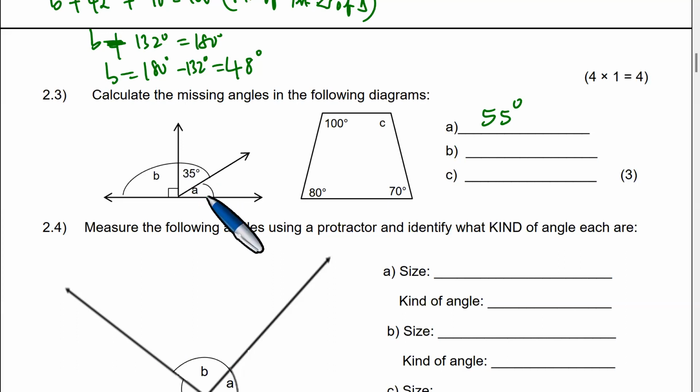Okay, what is B? B is actually a 90-degree angle. Well done.